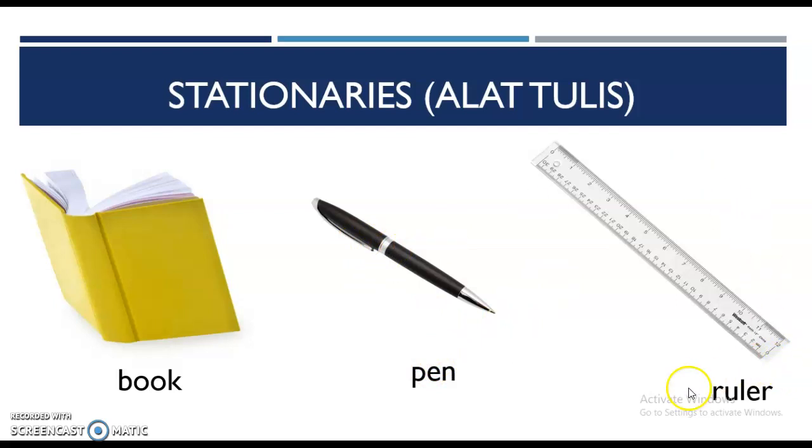Okay, number three. R-U-L-E-R, ruler, pembaris. Okay, ruler ni kita guna untuk buat garisan yang lurus. Okay, to make a line.